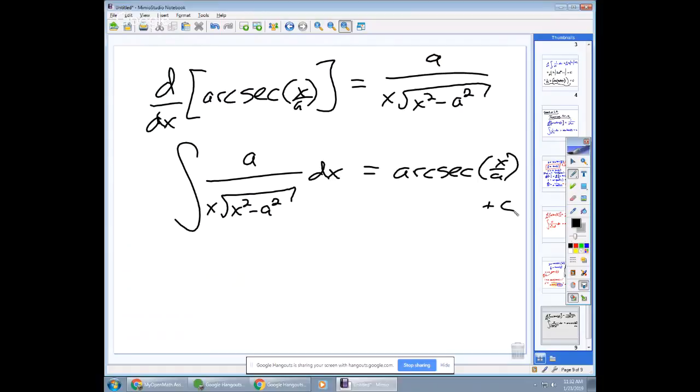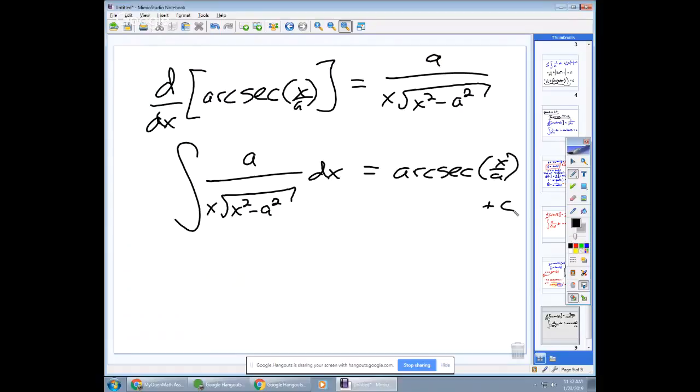Plus C. Yep, you got it. So you have two choices now. You can memorize formulas like this, or you can remember that process when you get stuck. That seems like a very long process. I love that process. I think it's beautiful.